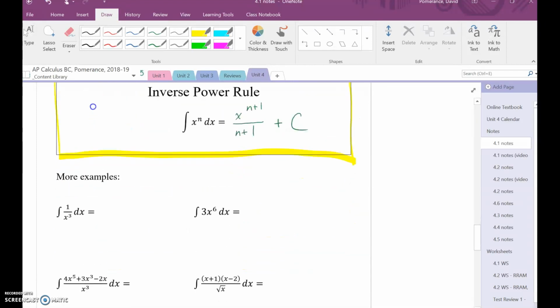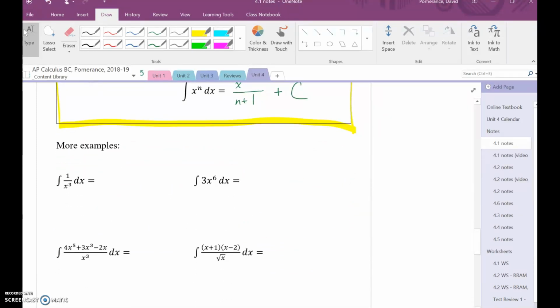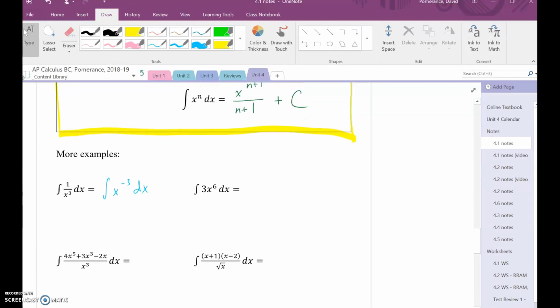Alright, so let's take a look at some examples. They might not look exactly like x to the n, but we've seen problems like this before, and probably the first thing we would do is rewrite this as x to the n, right? 1 over x cubed is the same thing as x raised to the negative third. So our n value is negative 3.